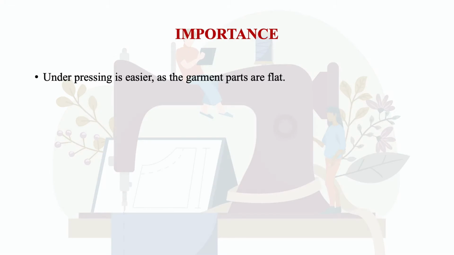Under pressing is easier as the garment parts are flat, because once the garment is stitched, every part like the sleeve we have attached, every part we have cut to get the garment stitched, it becomes a little difficult to get it in a proper shape or to get it pressed in a perfect manner. So under pressing is easier as the garment parts are flat, like the collars and the pockets we talked about, so all are in a flat manner, so we can do the pressing process easily.